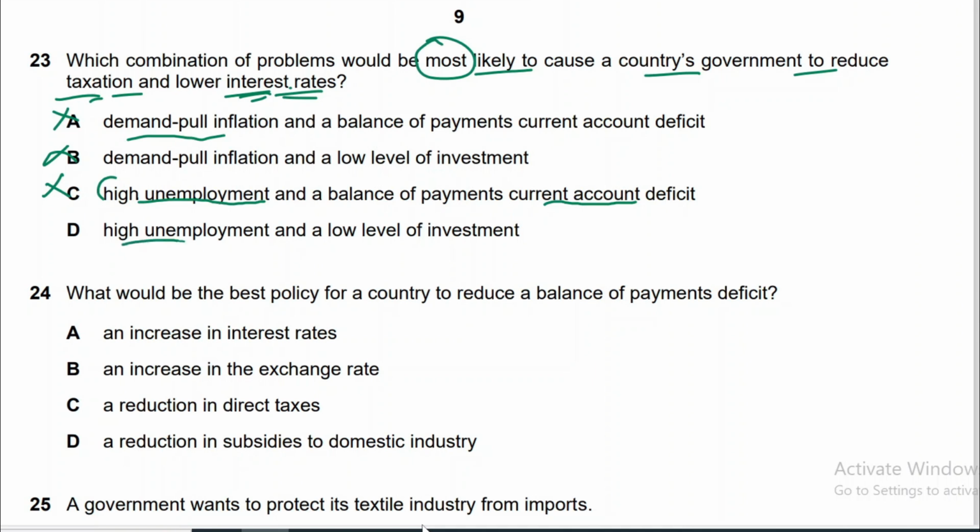High unemployment, yes, if there is high unemployment, then lowering taxation and lowering interest rate can help to control this issue. And low level of investment, yes, if investment is low, then a low rate of interest and low taxation on producers will motivate people to get more loans due to the low rate of interest and invest into the business. And lower taxation is also an incentive for producers to invest and produce more. So option D is the correct answer.